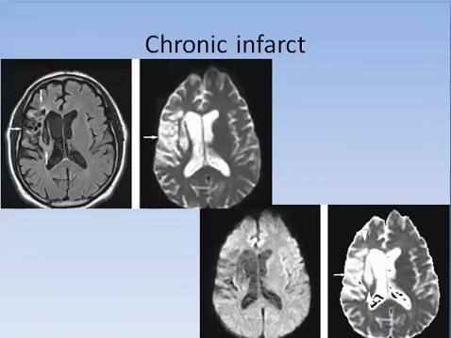In chronic infarct, it will be evident that in FLAIR it follows CSF, in T2 it follows CSF, in diffusion it lost the restriction, and in ADC map it is behaving the same as CSF.